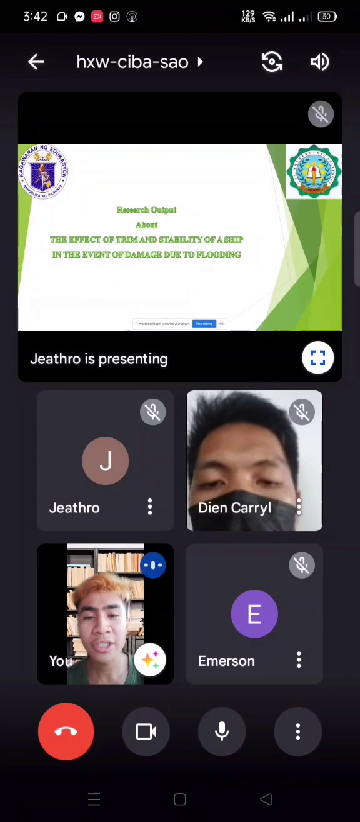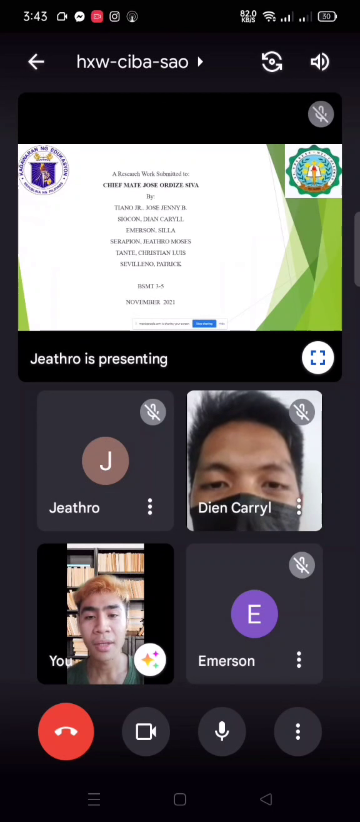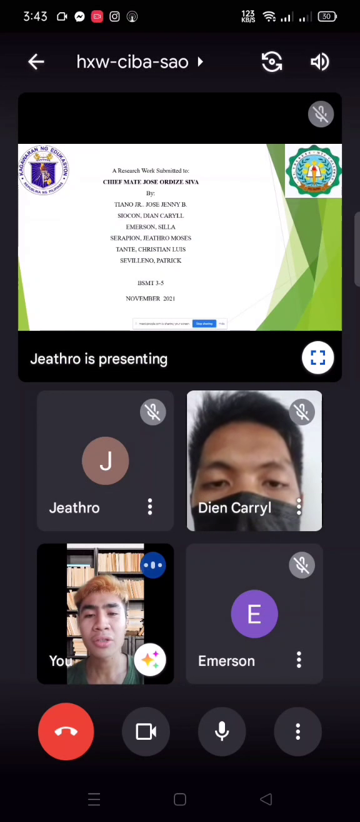Good afternoon, sir. This is our research output about the effect of trim and stability of a ship in the event of damage due to flooding. This group is composed of Chano Junior, Jenny B, Shokon Jan Caril, Emerson Celia, Serapion Jatro Moses, Tante Christian Luis, Severino Patrick.